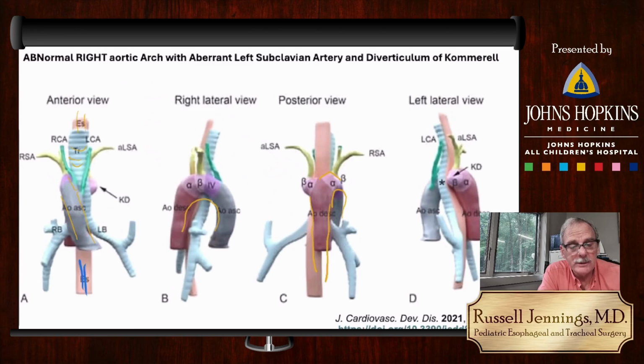But more importantly, we see this structure right here, which is the diverticulum of Kommerell, from which comes off the aberrant left subclavian artery. And we can see on the side view, this diverticulum of Kommerell is pushing on the esophagus, which is pushing into the trachea, causing compression of both the esophagus and the trachea. So we can see that the diverticulum of Kommerell is very important.